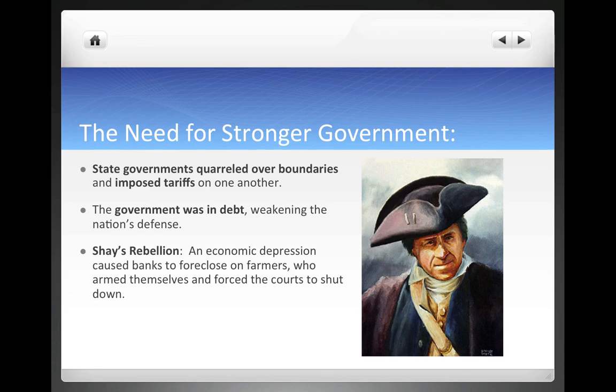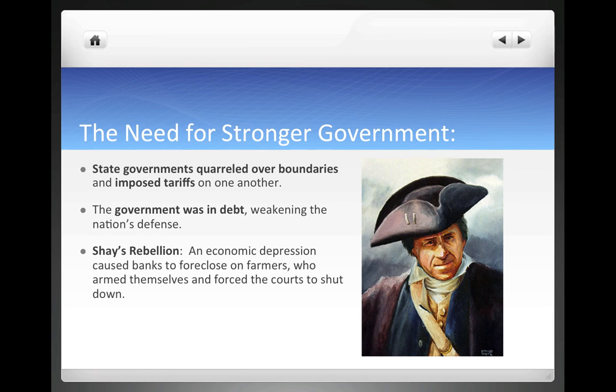There was an economic depression, which caused banks to foreclose on farmers, who armed themselves and forced the courts to shut down. Back in those days, if you went bankrupt, you just didn't go on with your daily life. They put you in jail, put you in debtor's prison. So farmers were losing their farms, and being put in jail in large numbers, and many of them felt that this was fundamentally unfair, which of course it was. And Shays was one of them.